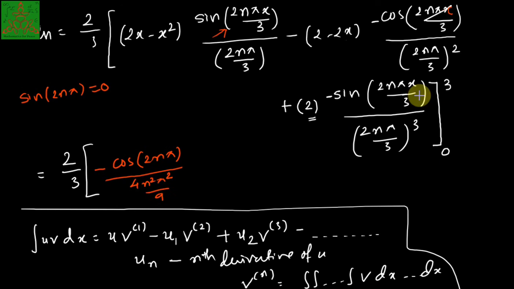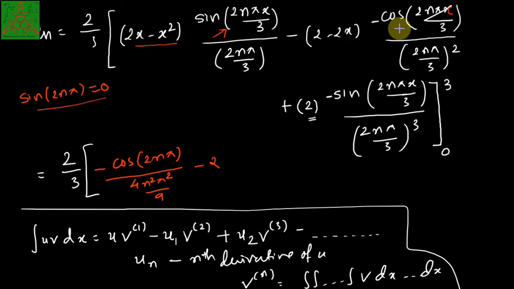And when I substitute 3 here, it is again sin 2n pi, so this will become 0. Then substitute 0 here in this place. So this is 0, that's why this quantity will become 0. Here the quantity is left. Again there will be 3 times minus because one minus is there when I substitute the second limit, and another minus is there. So that's why 3 times minus will be there.